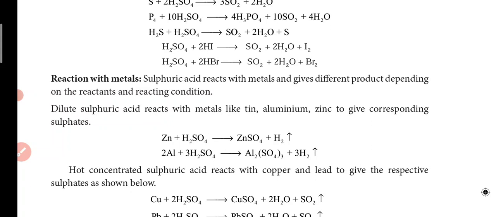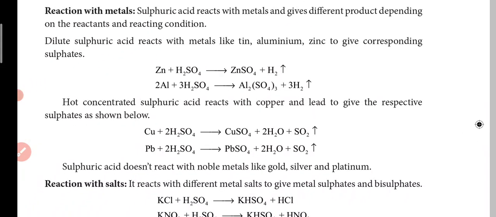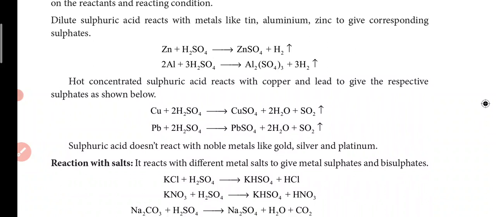Sulfuric acid reacts with metals and gives different products depending on the reactant and reacting condition mainly. So dilute sulfuric acid reacts with metals like tin, aluminium, zinc to give the corresponding sulfate. So zinc reacts with sulfuric acid to give zinc sulfate and hydrogen gas is liberated, and aluminium reacts to give aluminium sulfate and hydrogen. And hot concentrated sulfuric acid reacts with copper and it gives the respective sulfate. So copper means copper sulfate, lead means it will give lead sulfate.